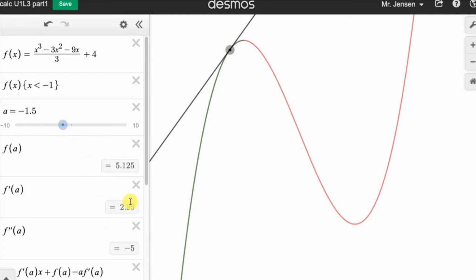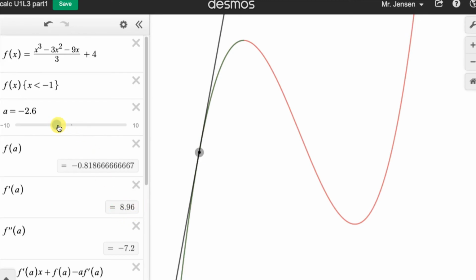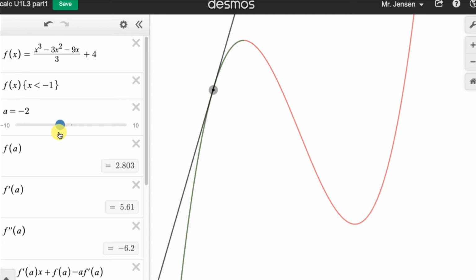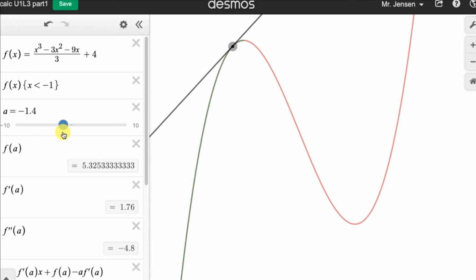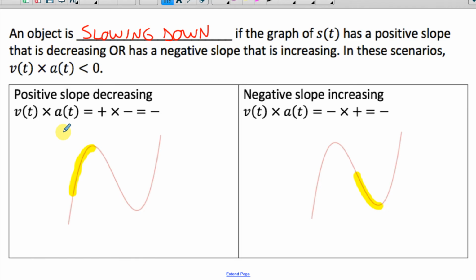But what's happening to those tangent slopes? How are those tangent slopes changing? As I move from left to right, the tangent slopes, the slope of the original function, those numbers are decreasing. So yes, there are positive tangent slopes, but those positive tangent slopes are decreasing. So that means the original function is increasing, but the rate at which it's increasing is slowing. So that's an example of slowing down. Velocity is positive, but acceleration is negative. If we do the product of those two signs, a positive times a negative is negative. That means slowing down.